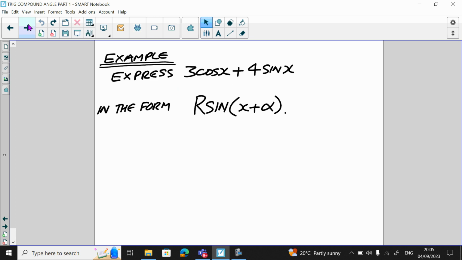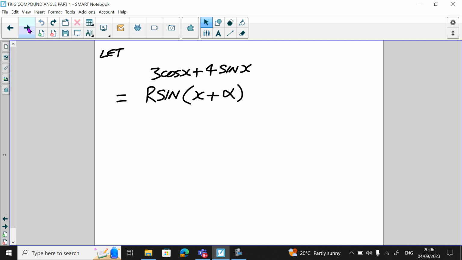So let's go for the first one. We're going to take two waves: 3 cos x and 4 sin x. Let's express it in the form R sin(x + alpha). R is going to be the resultant amplitude. It's going to be in some way a combination of 3 and 4, though I'm not going to quite add them. We know we have x in both of them, but it's going to disappear. So let's go for it.